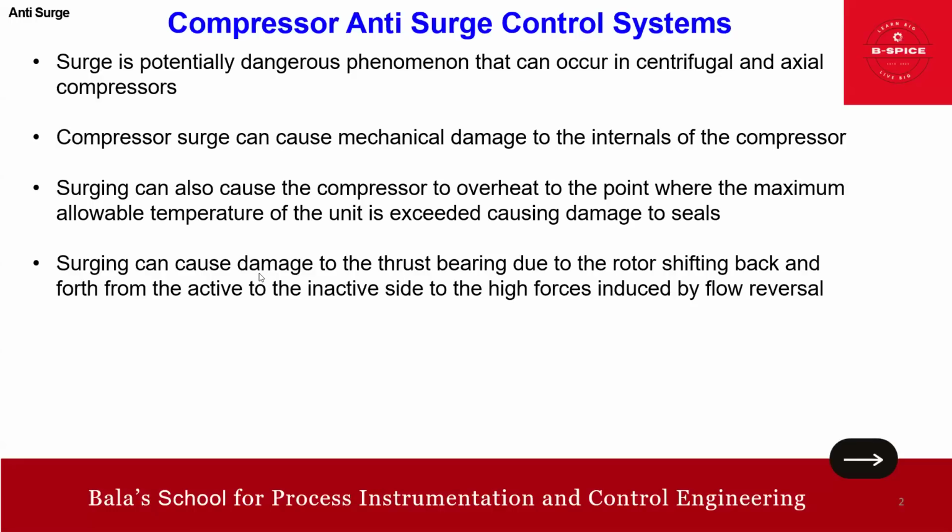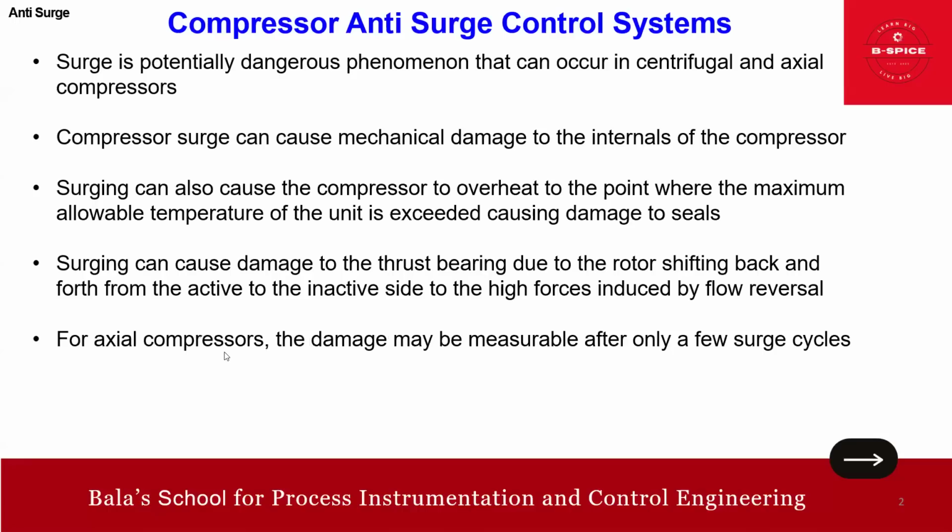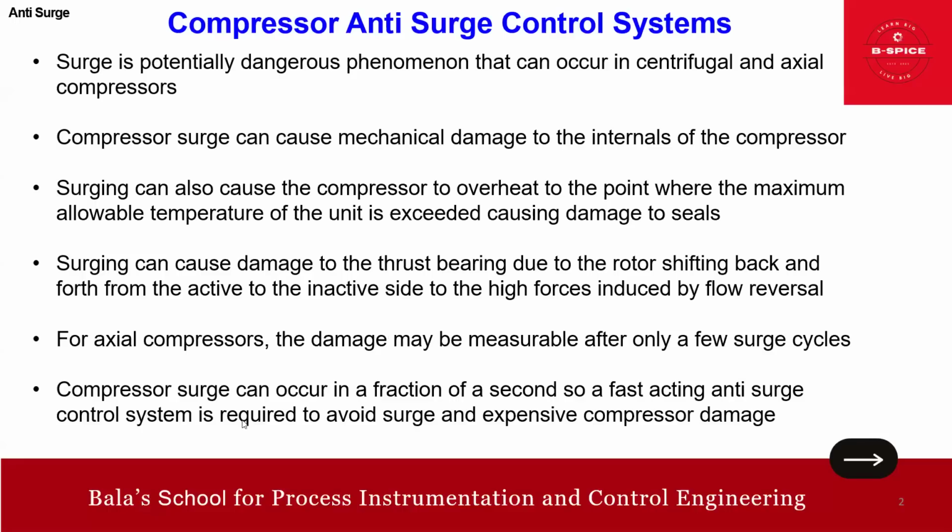Surging can also damage the thrust bearing due to the rotor shifting back and forth from the active to the inactive side, due to the high forces induced by flow reversal. So these are the impacts. For example, for an axial compressor, the damage may be measurable after only a few surge cycles. We cannot know this immediately. So compressor surge can occur in a fraction of a second, just like that, so fast.